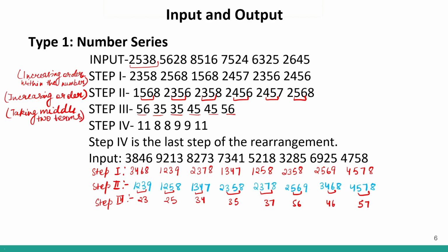Okay? Moving on to step 5. Step 5, I see 11, 8, 8, 9, 9 and 11. So if I look at this arrangement, 5 plus 6 will give me what?